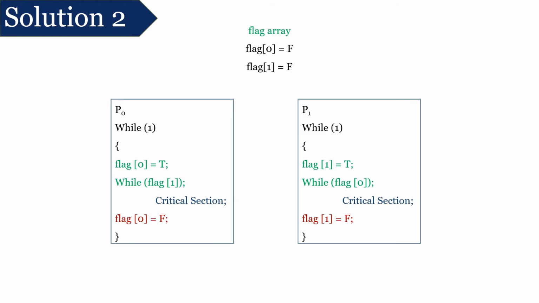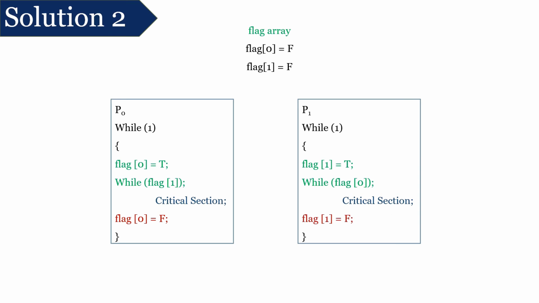Now P1 starts execution and checks while 1, which is true, so it enters the loop and makes flag of 1 equal to true, which confirms that P1 wants to enter its critical section. Further, it checks while flag of 0 to check whether P0 is in its critical section or not, which is false, as on exit P0 had made flag of 0 equal to false. So it exits the while loop and enters the critical section, and on exit it makes flag of 1 equal to false.